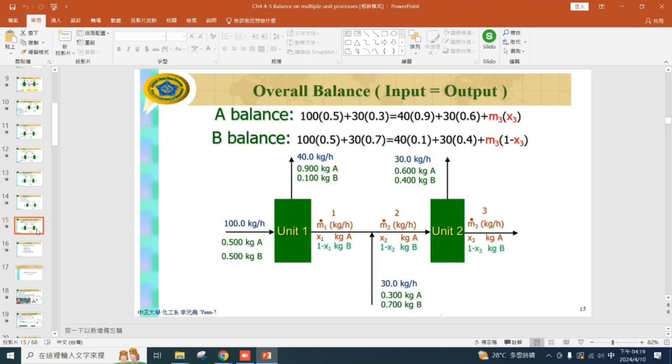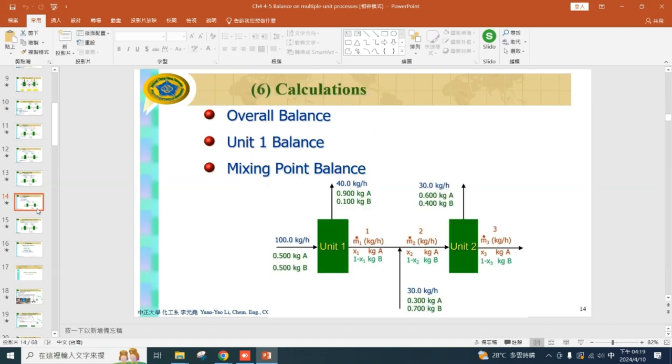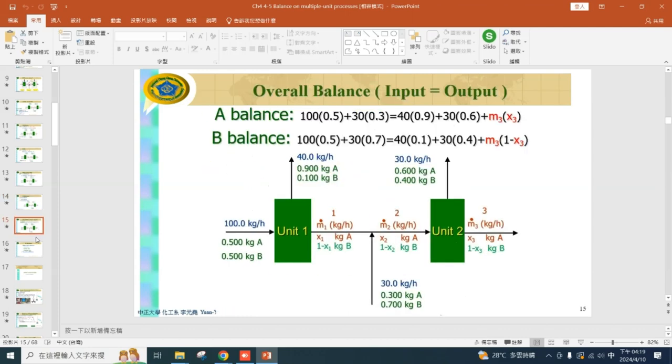Before we get started with the new materials, I want you to work with me together to know what the meaning of system is, and what the overall process, individual unit and combination unit are. Okay, so here I want to ask you about this. If I ask you that this is the overall balance and this is a system, so please tell me how many inputs and how many outputs in this system, in this overall system.